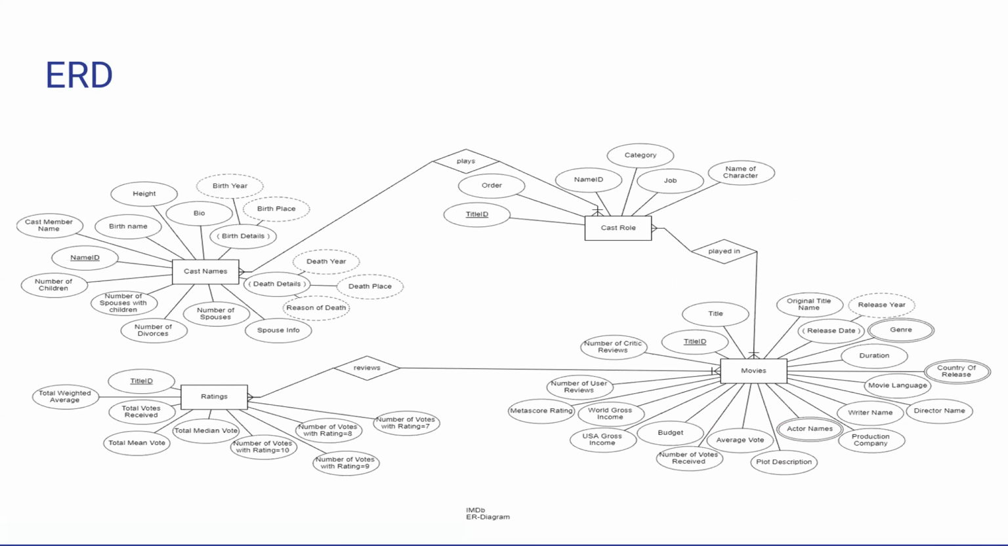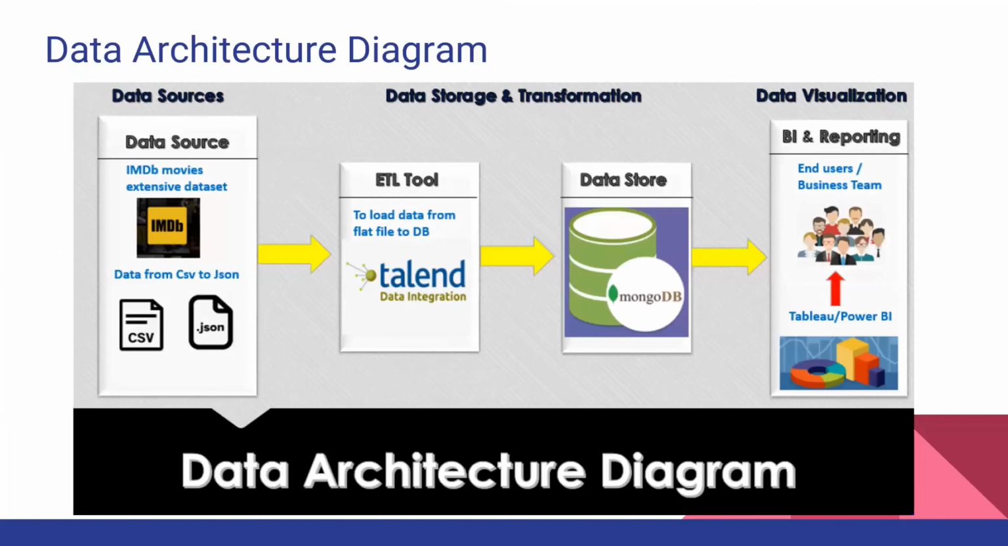This is the ERD diagram. Over here, the cast names will be connected to the title principles of the cast role via the name ID, which would be the primary key. The cast role would be connected to the movies data set via the title ID, and the movies data set would be connected to the ratings data set via title ID. The next part will be explained by my teammate Rahil.